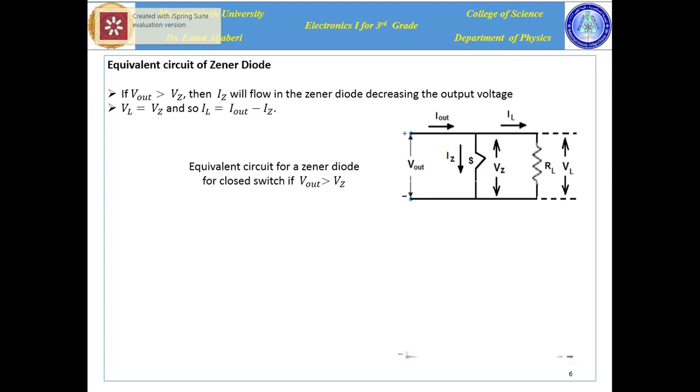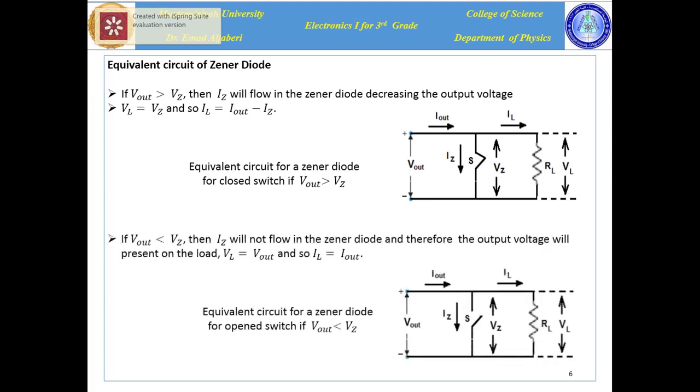The second case is inverted. While the V out is less than V sub Z, then the Zener looks like an open switch. That means IZ is 0, V out is equal to V sub Z, and I out is equal to I sub L.